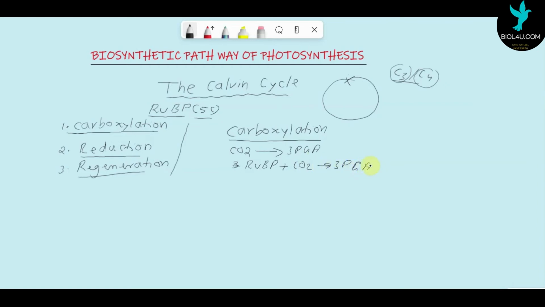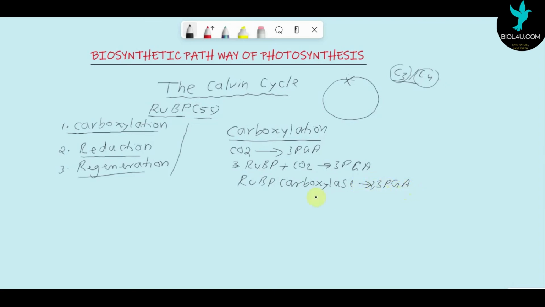This reaction is actually an enzymatic reaction. It requires an enzyme, the name of the enzyme is RuBP carboxylase, which results in the formation of two molecules of 3-PGA. It actually produces 2 molecules of 3-PGA.